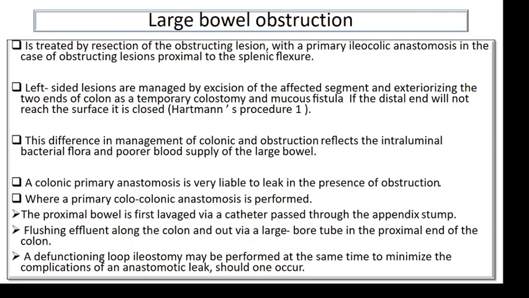Colonic primary anastomosis is very liable to leak in the presence of obstruction because of the ischemia. And when a primary colocolic anastomosis is performed, the proximal bowel is first lavaged via a catheter passed through the appendicular stump, flushing effluent along the colon and out via a large bowel tube in the proximal end of the colon. A defunctioning ileostomy might be performed at the same time to minimize the complication of anastomotic leak, which might occur following anastomosis in cases of obstruction.